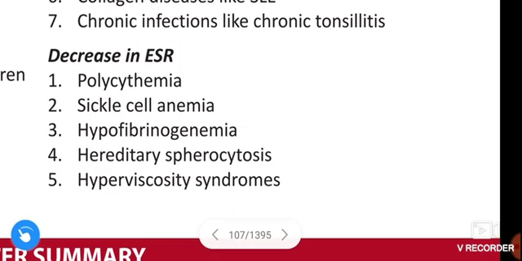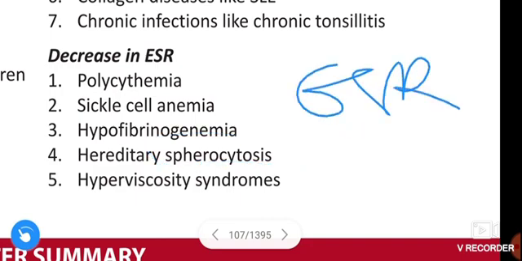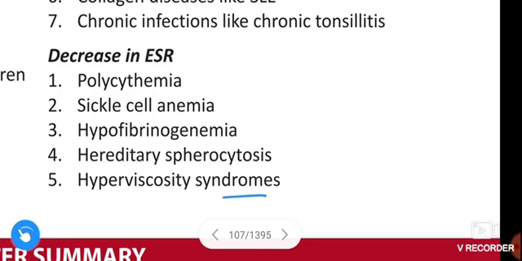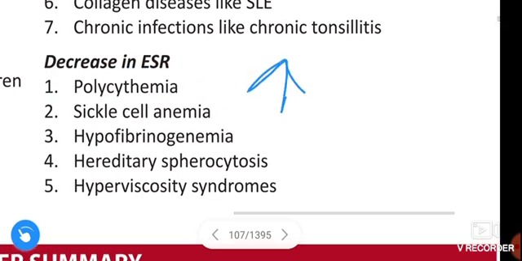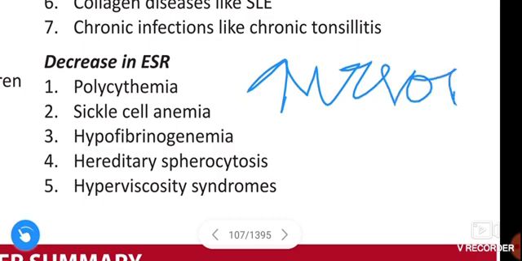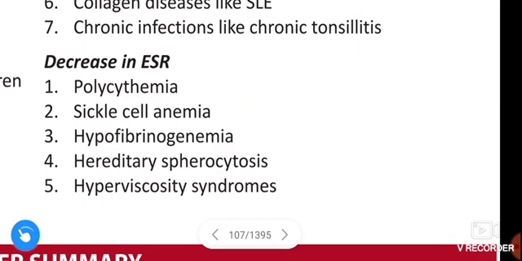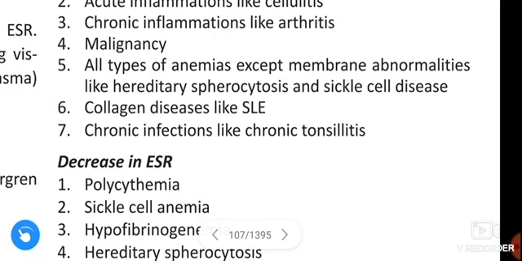Next, hereditary spherocytosis. Here also change in shape decreases the erythrocyte sedimentation rate. Next, hyperviscosity syndromes. Increase in viscosity decreases the erythrocyte sedimentation rate. The cause for decrease in erythrocyte sedimentation rate in polycythemia is also increase in viscosity. Okay guys, this is about the erythrocyte sedimentation rate.